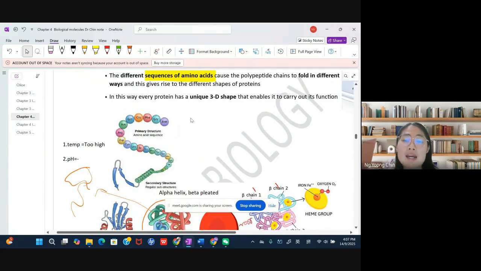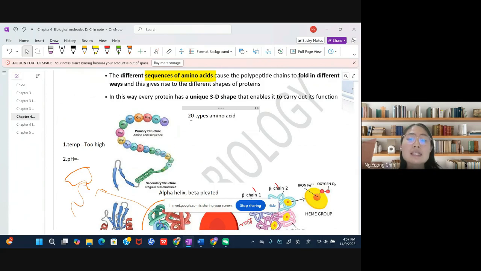Okay, Chloe, maybe you can have a guess. Do you know how many types of amino acid there are in our body? I mean, how many amino acids are contained in our body? It's about 20 types. We have about 20 types of amino acids in our body.